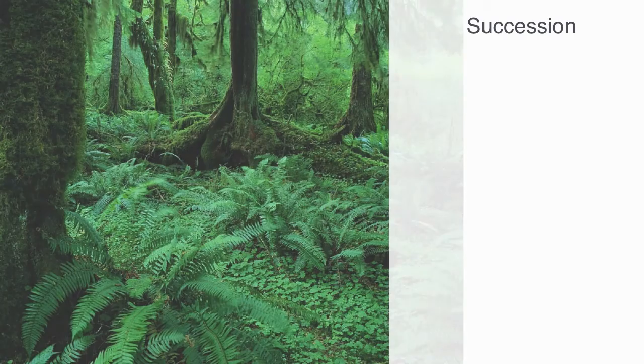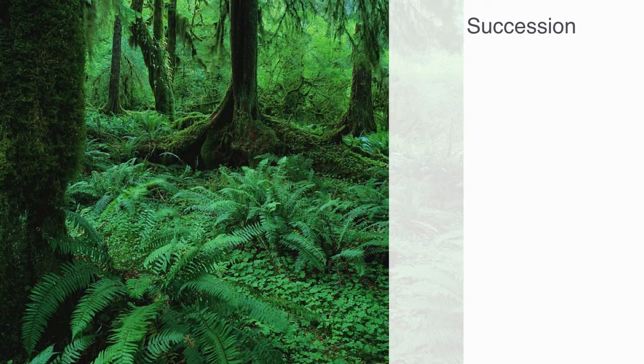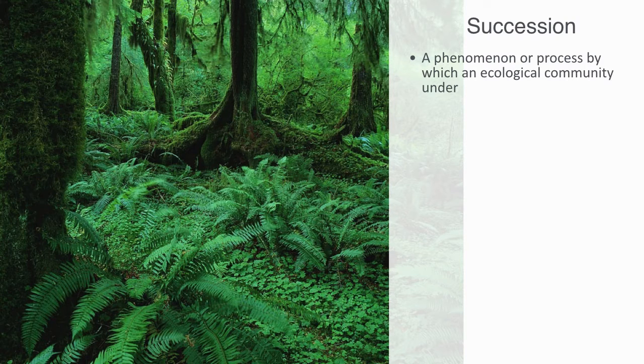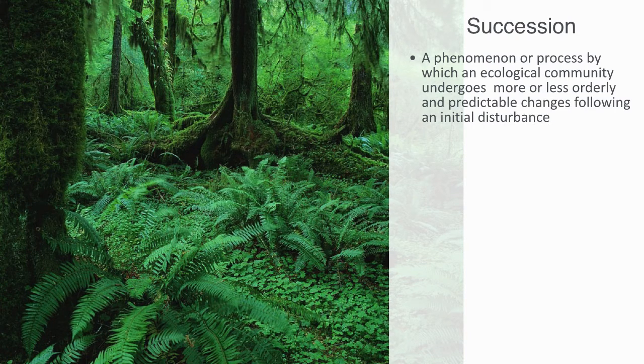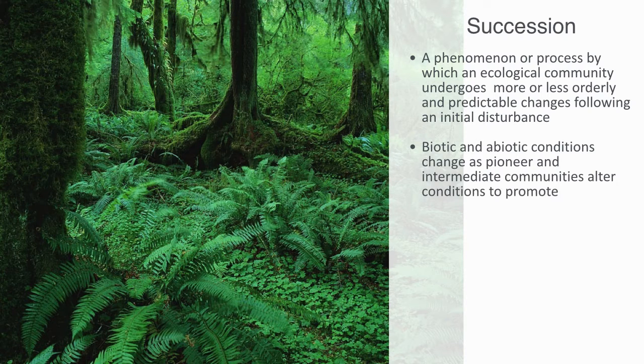Succession. This stable state of development can be understood as ecological succession, where succession is a phenomenon or process by which an ecological community undergoes more or less orderly and predictable changes following an initial disturbance. Succession was one of the first theories advanced in ecology, and the study of succession remains at the core of ecological science today. During succession, biotic and abiotic conditions change. Pioneer and intermediate communities alter conditions so much that they promote the growth of new communities that eventually replace them.